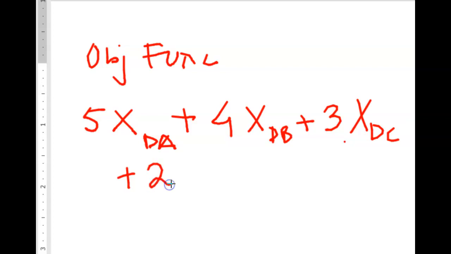add that to our objective function, which makes it 2 X dE. We did not have this decision variable in our original transportation problem. This is new to the transshipment model. And then we're going to continue to add the coefficients for the remaining decision variables as well.